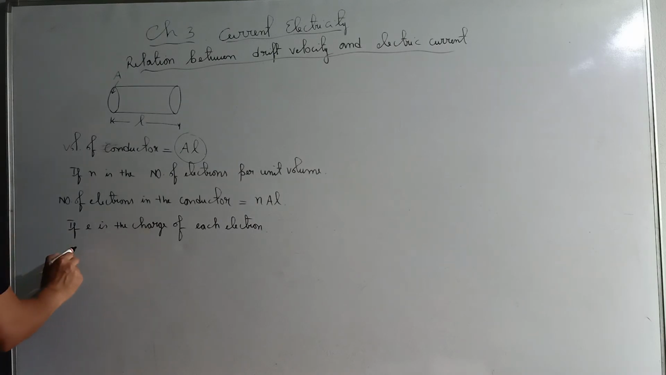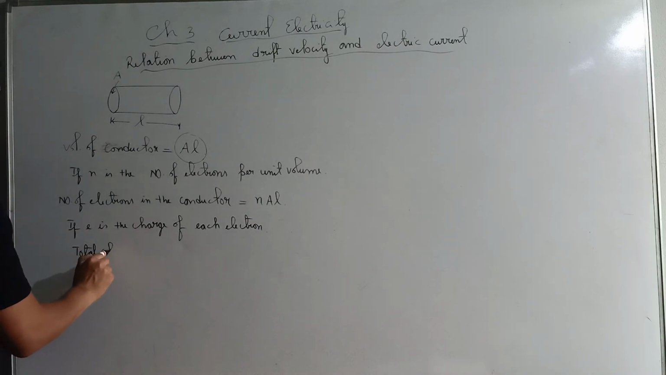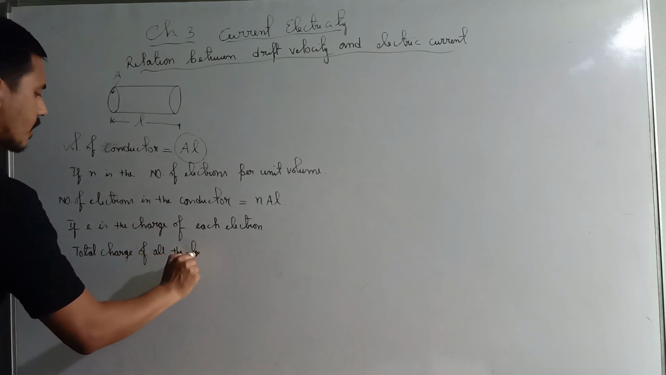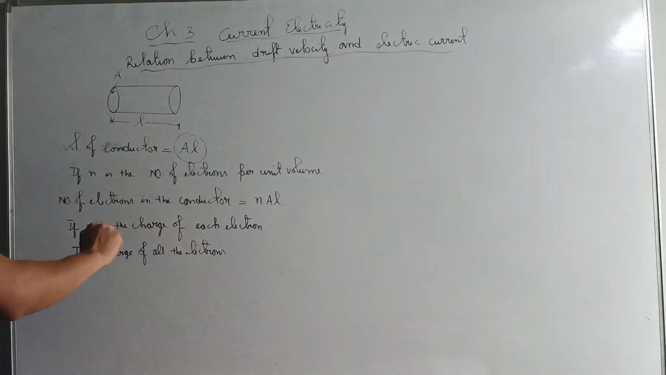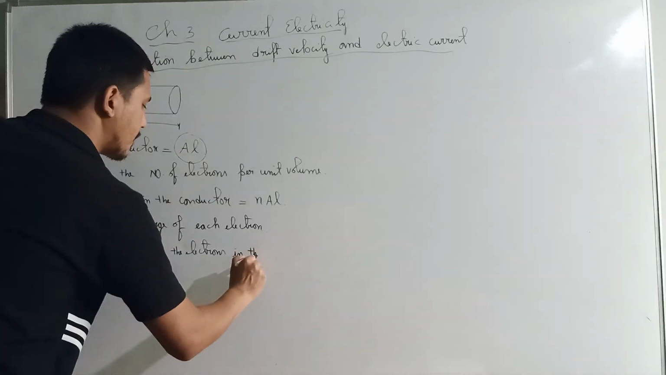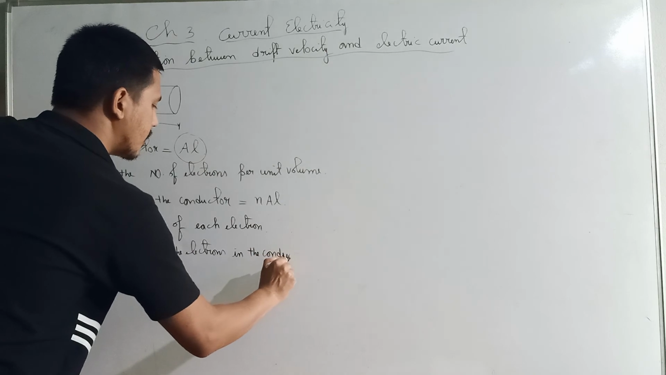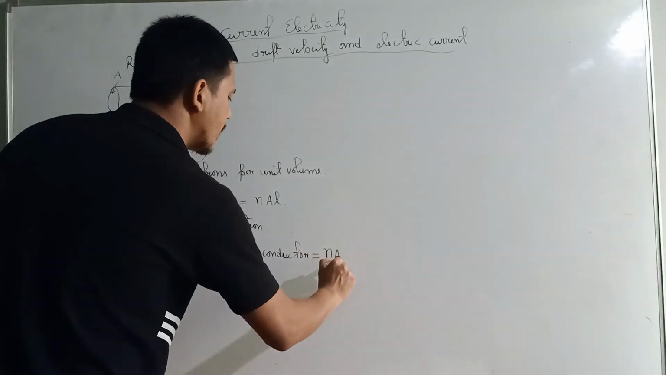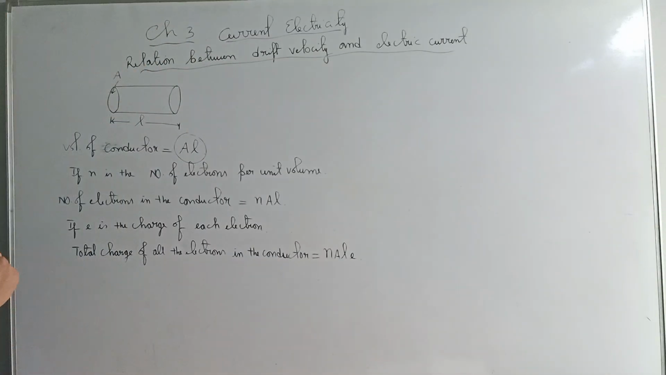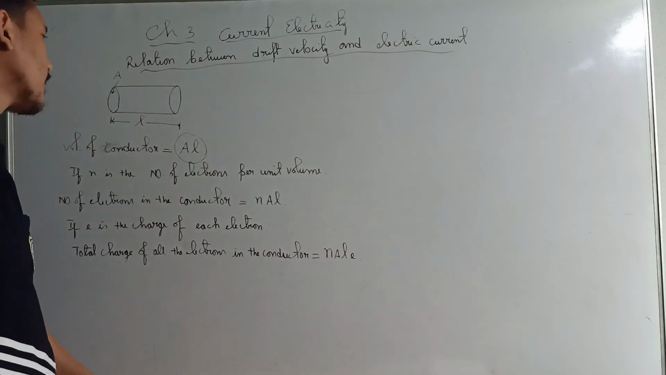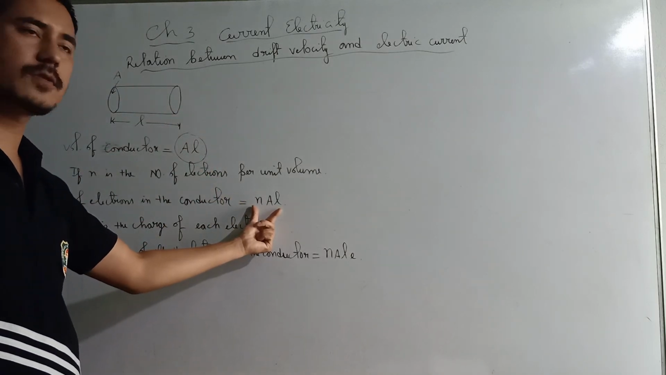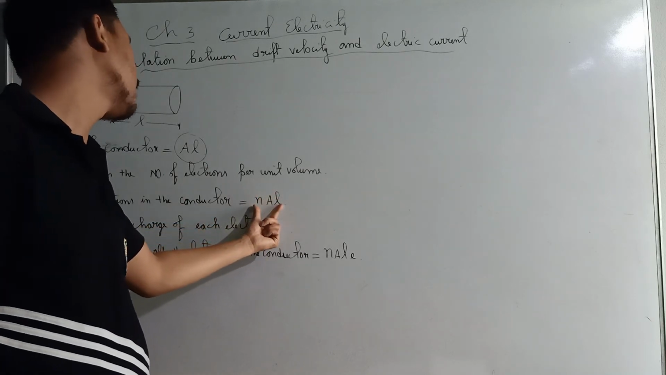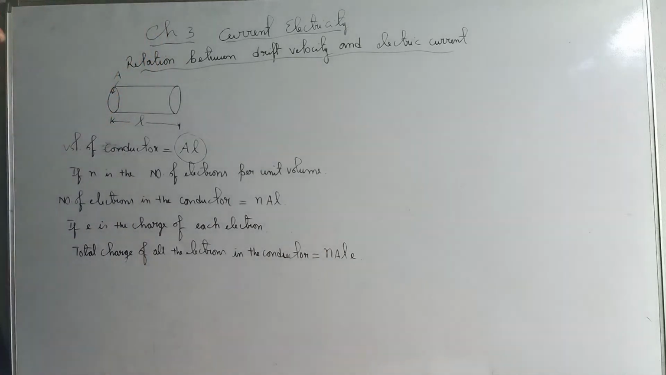So total charge of all the electrons in the conductor will be given by the number of electrons times E. E is the charge of one electron, and your conductor has this many electrons, so the total charge of all the free electrons in the conductor will be the number of electrons times the charge of each electron.